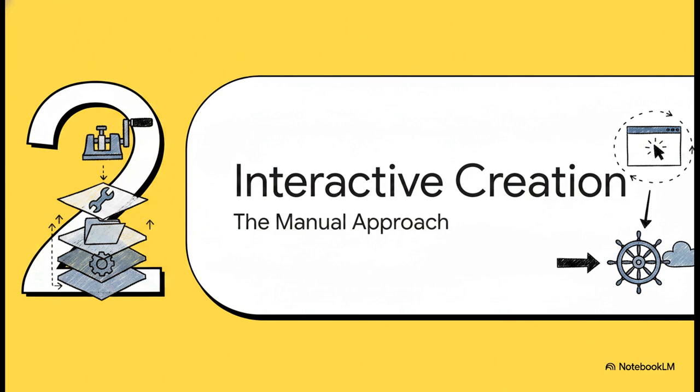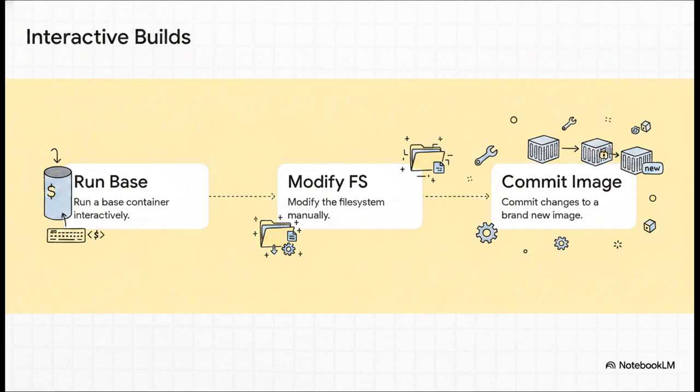We're going to look at the manual approach. So if you want to build an image the old school beginner way, there are 3 manual steps. First, you run a base container with an interactive terminal. Second, you manually type out the commands to modify the file system inside that running container. And third, you exit out and commit those changes to save them as a brand new image.